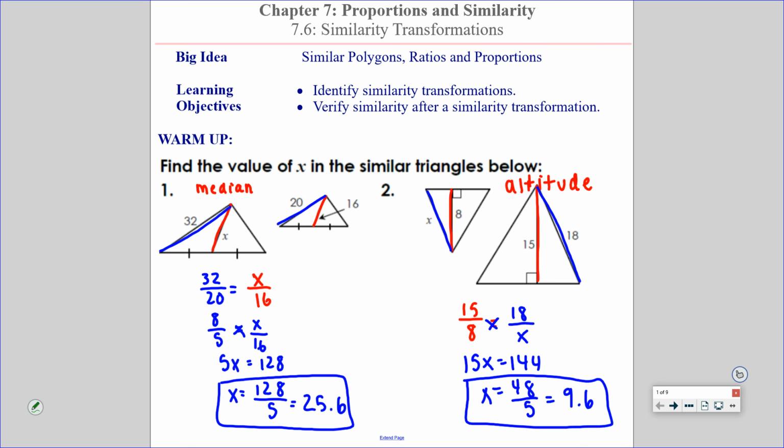No pressure, but my 7th hour got all of them. Reflection was one. Rotation. Translation and rotation.